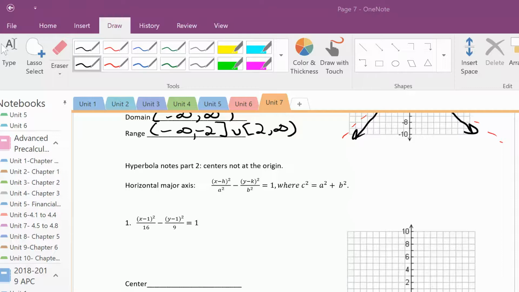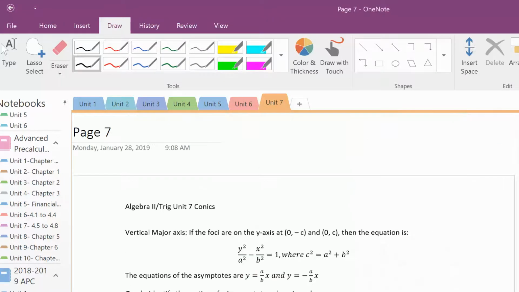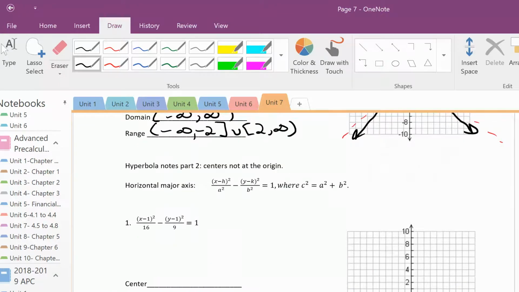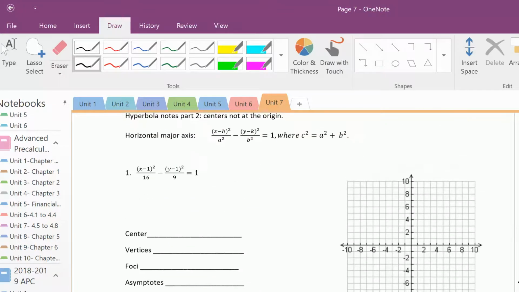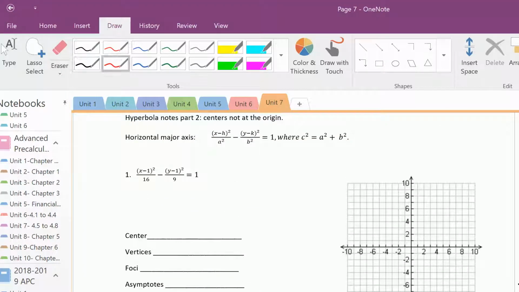All right, so the next video is talking about hyperbolas whose center is not the origin. So for example, here, this hyperbola, the center is going to be at (1, 1). So now the center of the hyperbola is (1, 1). Now, because the x comes first, it is a horizontal hyperbola, meaning the major axis is horizontal.